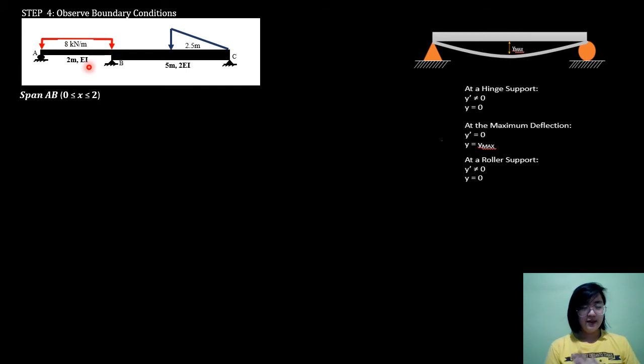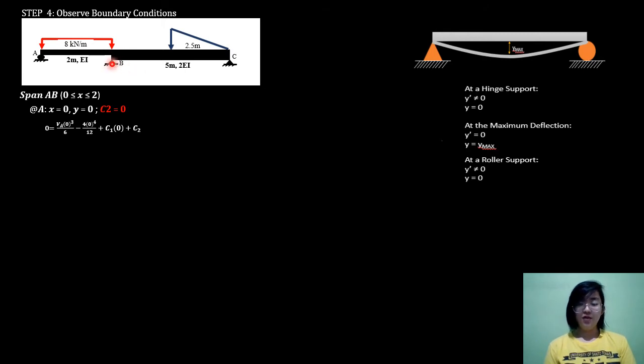At point A, we have our roller support. We know that y prime should not be equal to 0 and y is equal to 0. At A, x is equal to 0 because there is no distance, and y is equal to 0. Let's substitute from the deflection equation. We will have C2 is equal to 0. So, what else?